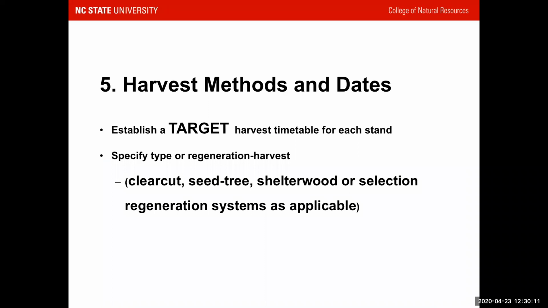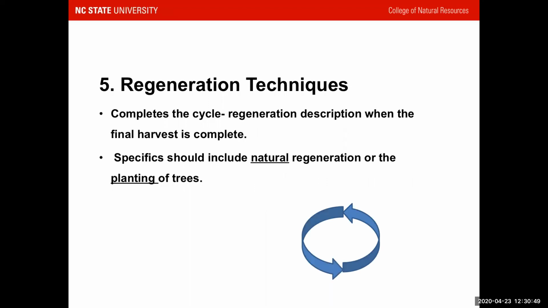And then the next thing is you need to know about harvest methods and dates. So establish a target harvest timetable for each stand. And especially here in North Carolina for those present use tax plans, you need to have a timetable. You know, specify the type of regeneration or harvest, whether it's going to be clear cut, a seed tree, shelterwood, or selection harvest. And then you also need to talk about regeneration systems. So the types of regeneration techniques that you're going to use to establish a new forest.